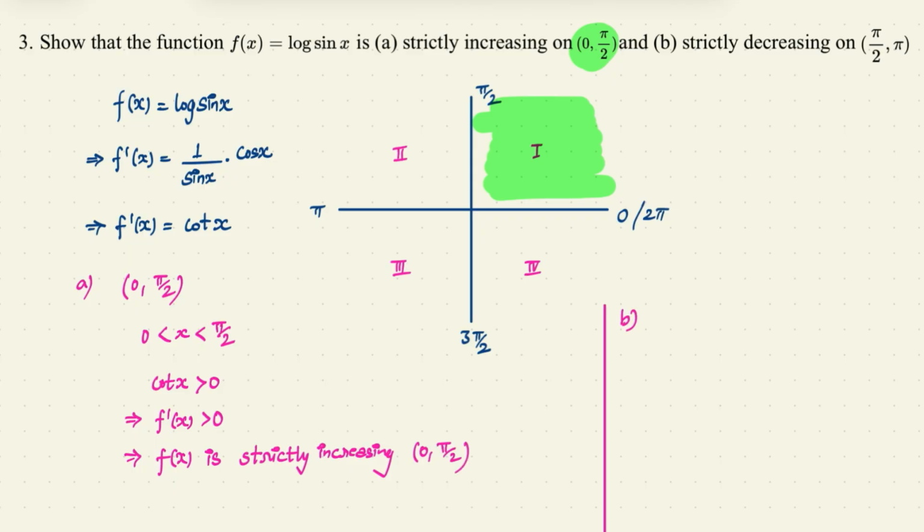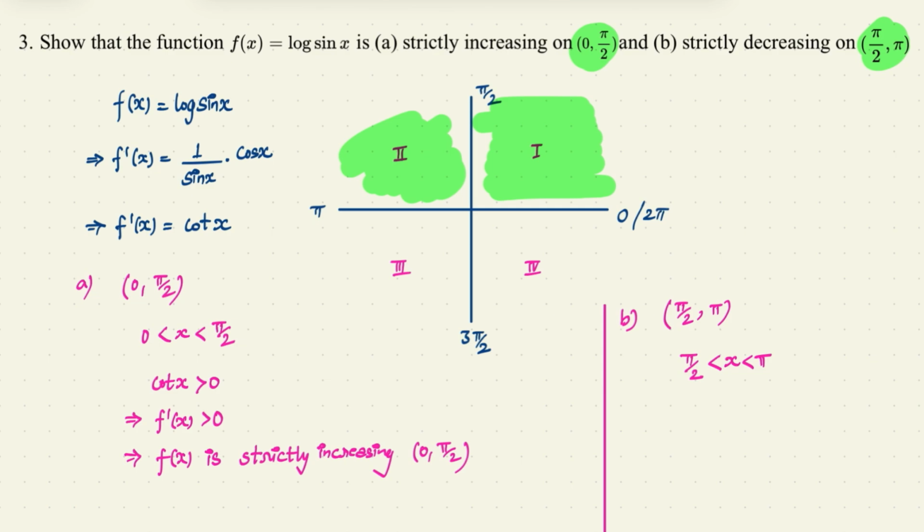For part B, the interval is given as pi by 2 to pi, and looking at the graph you can see that pi by 2 to pi means our second quadrant. So here the interval is pi by 2 to pi. That means our x lies between 90 degrees to 180 degrees. And we know that in the second quadrant only sin and cosec are positive. All other trigonometric functions are negative.